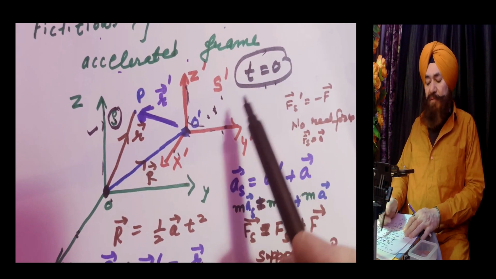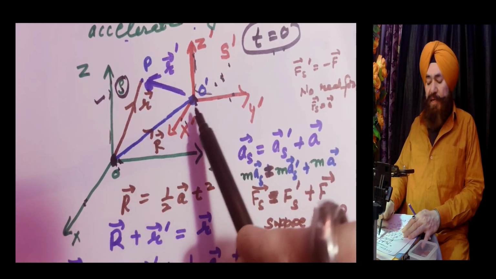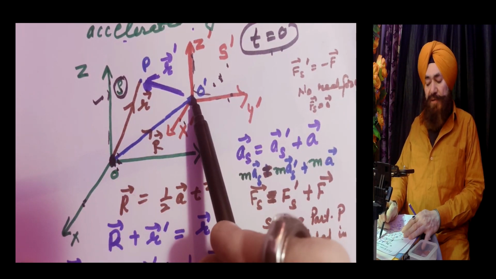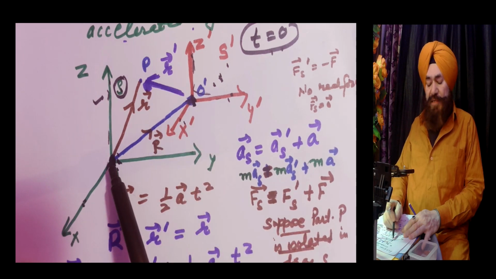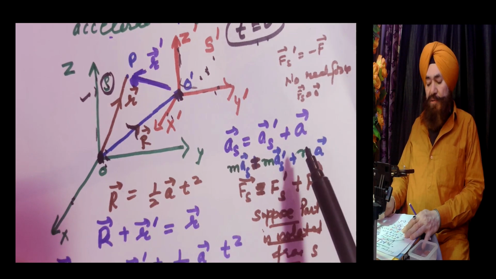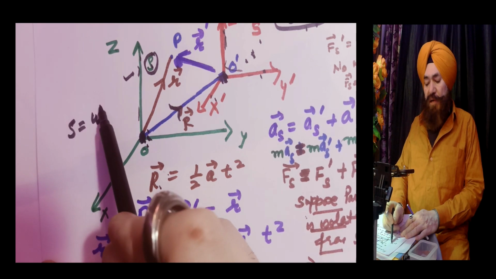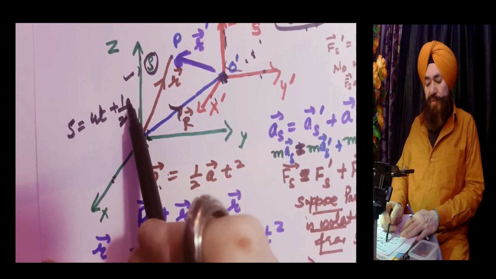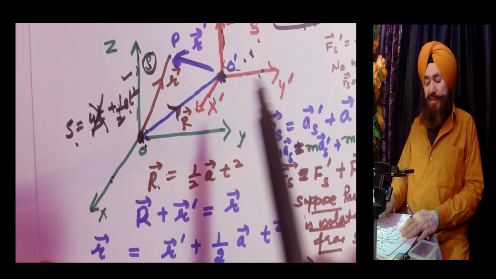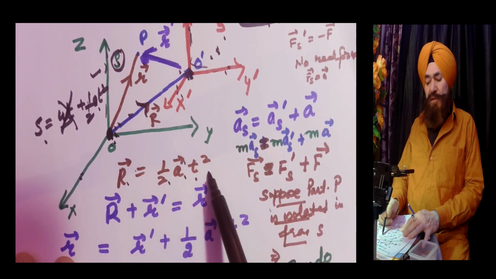Initially, O dash was coinciding with O at t equals 0. Then it starts its journey, and after time t it reaches here. Now what is this distance from here to here? It is capital R vector. Using the equation s equals ut plus half at squared, and there is no initial velocity, the distance is half at squared. So this R vector equals half at squared.